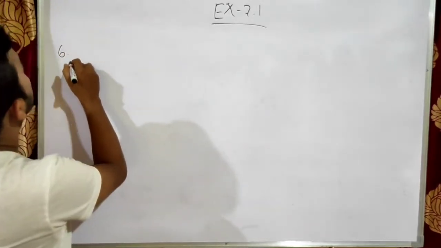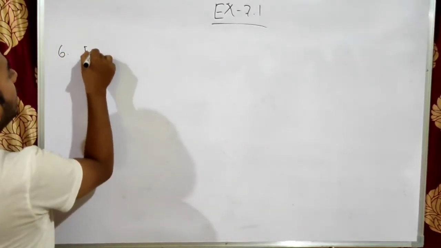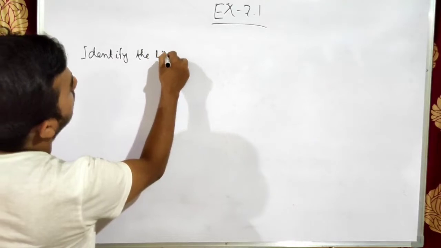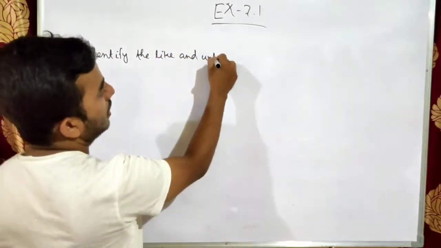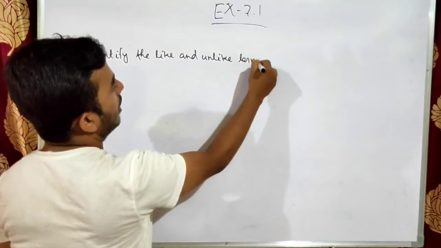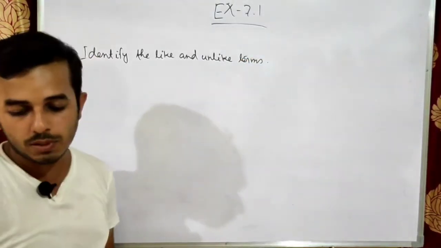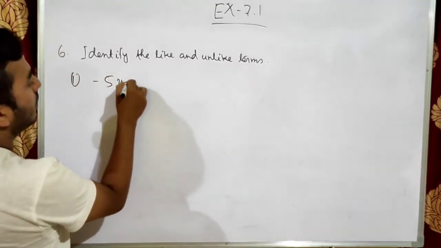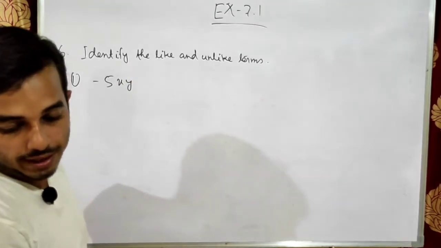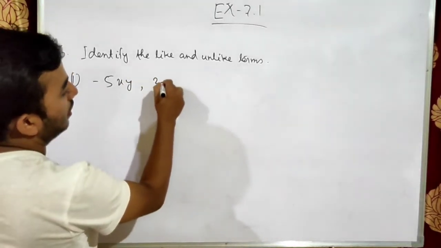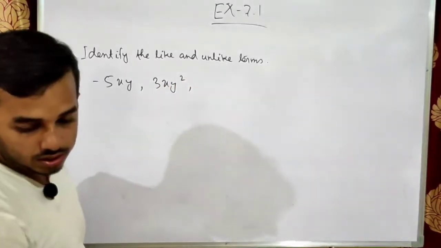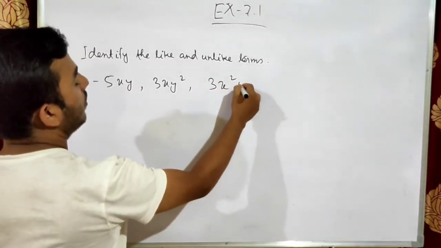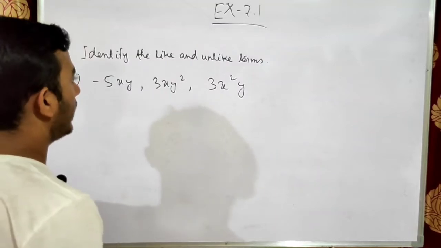Number 6: identify the like and unlike terms. Number 1, the expression is minus 5xy, then 3xy square, then 3x square y. So how do we find the like and unlike terms?